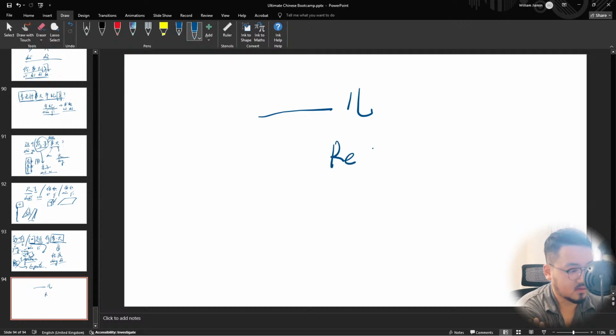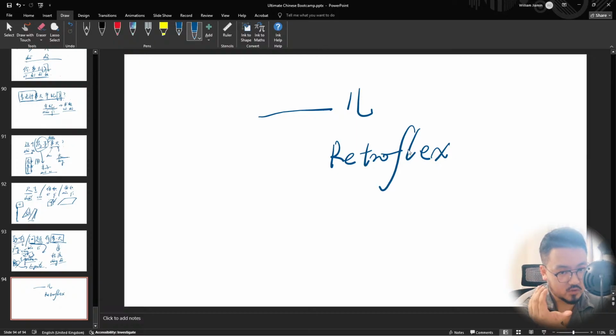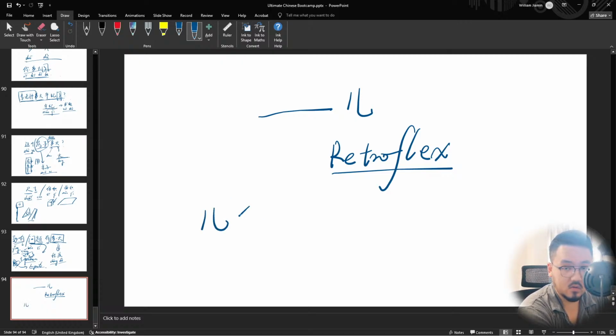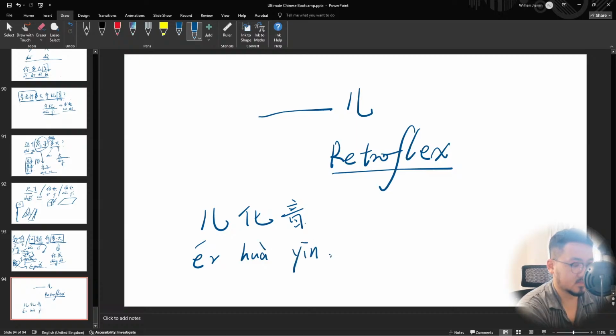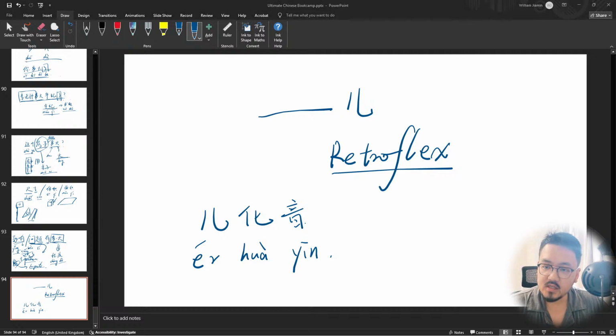Retro means back, and flex is like curving your tongue a little bit. So retroflex. In Chinese, it's called 儿化音. Okay, 儿化音. Right, and for 儿化音, you can sort of treat this as a phenomenon of some accents.